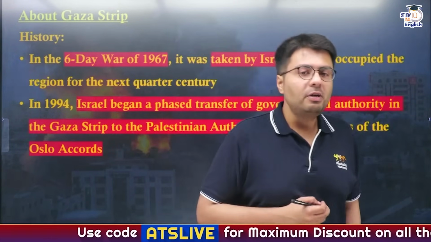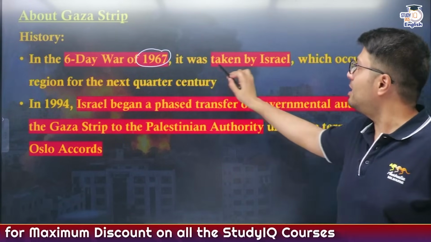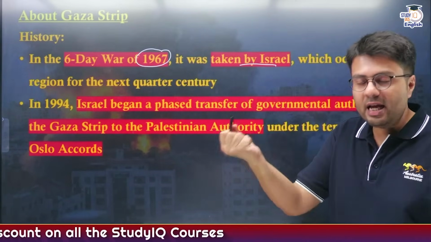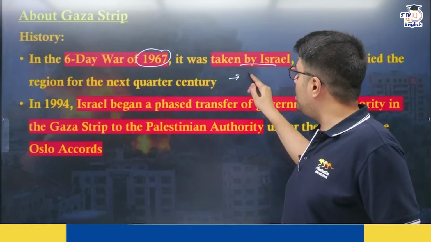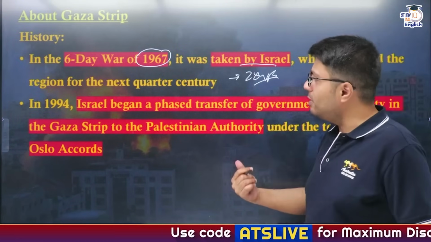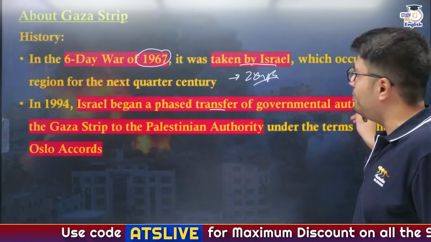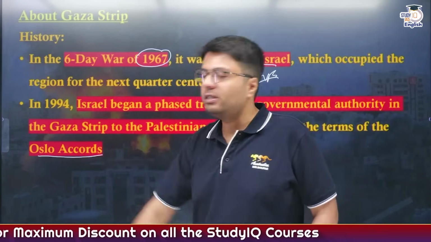Now the history of this region is that during the 6-day war, which happened in 1967, this territory was taken over by Israel, and Israel continued to rule this territory for over 25 years. After that it relinquished its control over the region in a phased manner to the Palestinian Authority as per the Oslo Accords, which happened in Norway.